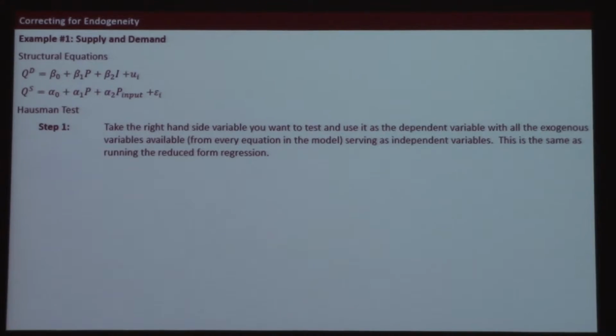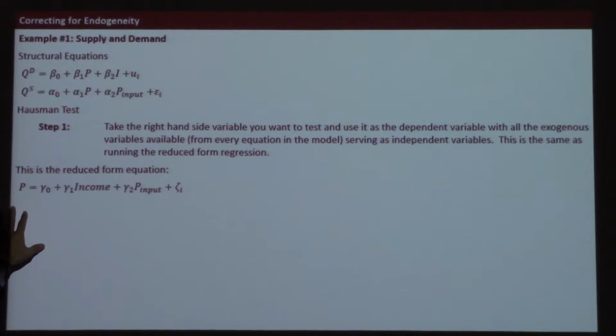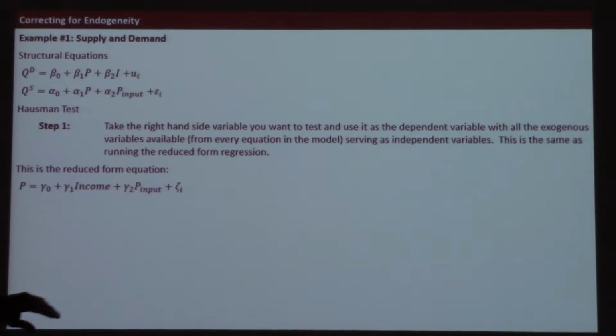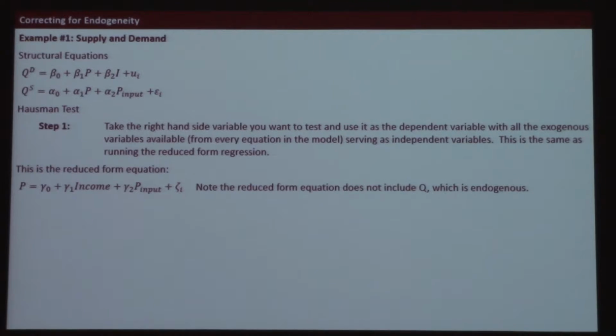Hausman test. All right, so what are we doing here? Our reduced form equation is, remember, the problem variable, which is price, and we regress it against all of the exogenous variables, which in this case are just going to be income and price of inputs. What do we do next? We save the residual, squiggly hat.